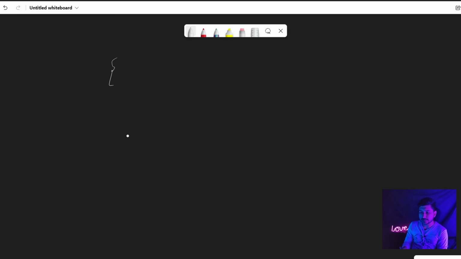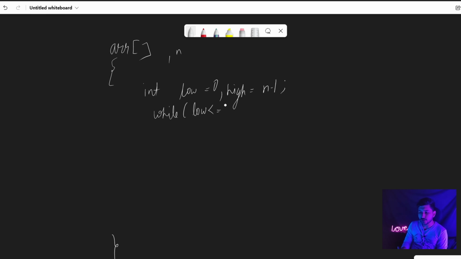So this is the function where we have to write, and we are given an array arr, and we are also given the length of the array, that is n. What we will do is assign int low equal to 0 and high equal to n minus 1, and we will start with our condition: while low is less than or equal to high. This is the loop condition.